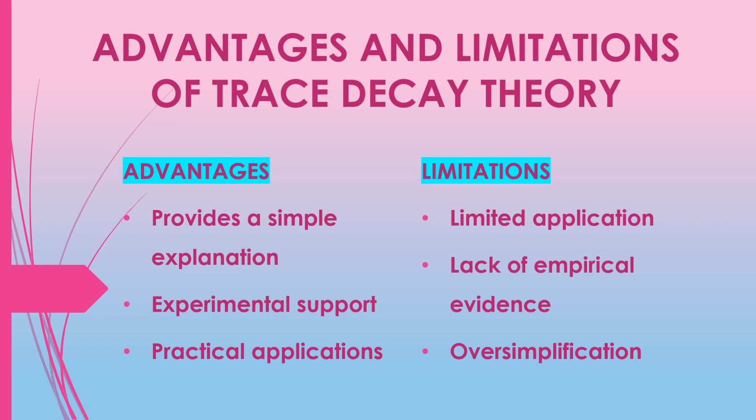Then oversimplification. The theory proposes that forgetting occurs simply due to the passage of time and the weakening of neural connections. But memory is a complex and dynamic process that involves many factors, including attention, motivation, and emotional arousal.